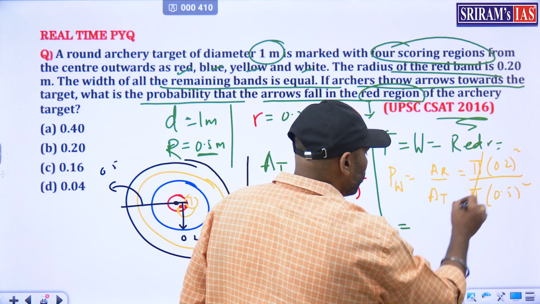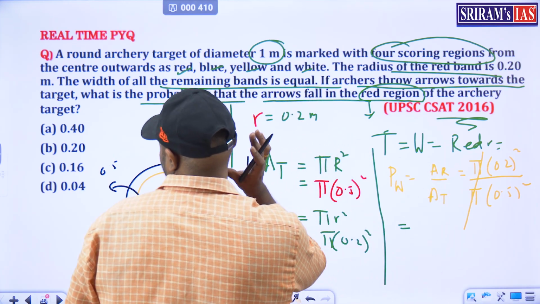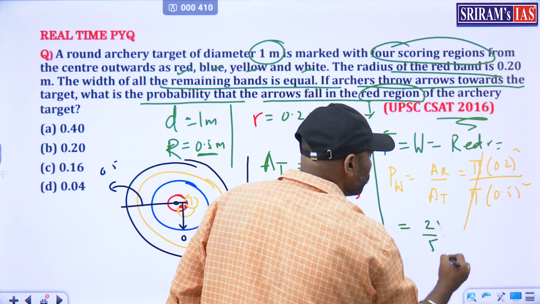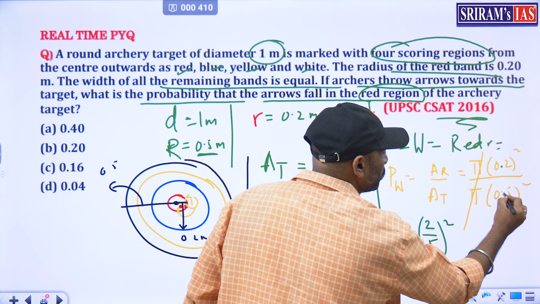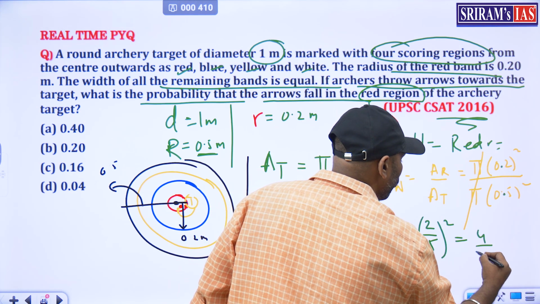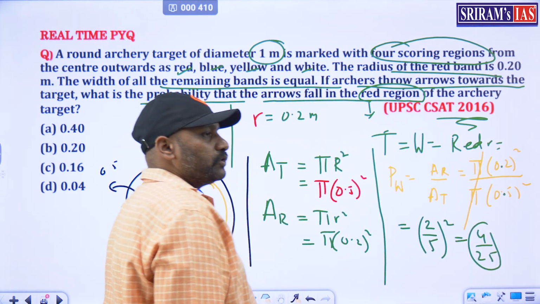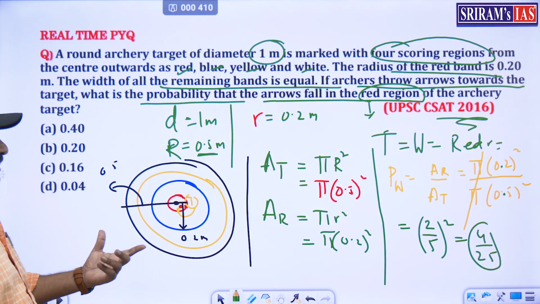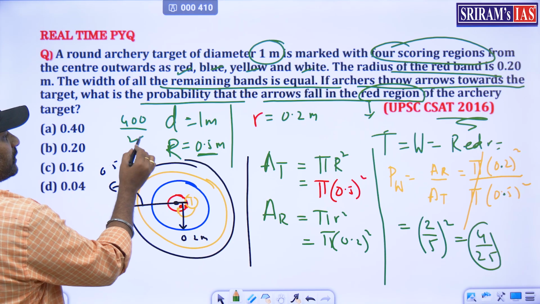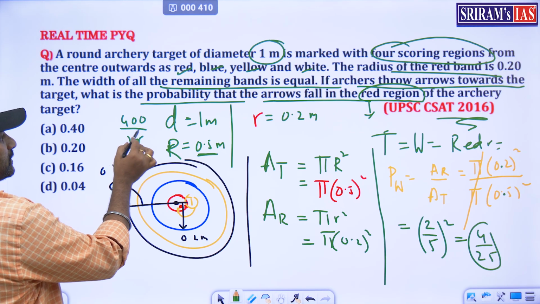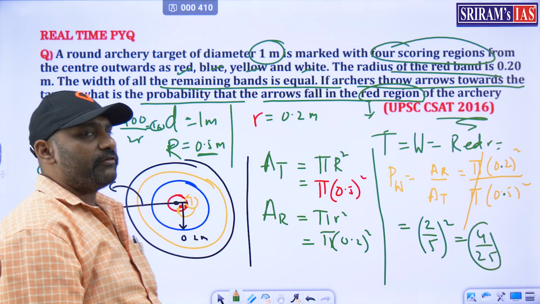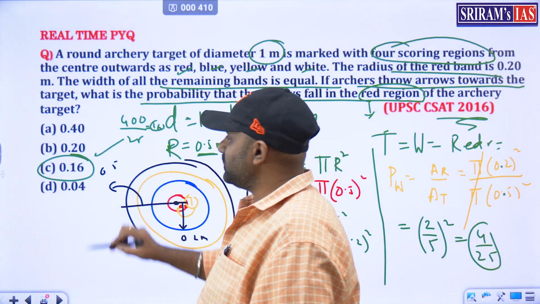So with no confusion, you can also mention this as 0.2 by 0.5, I can write it as 2 by 5 whole square directly, because these two are single-digit points. So taking inside, 0.2 by 0.5 whole square is 4 by 25. So 4 by 25 will be how much? It is 400 by 25, which is 100 into 4, 16. So your probability is 0.16. That is how you get this answer.